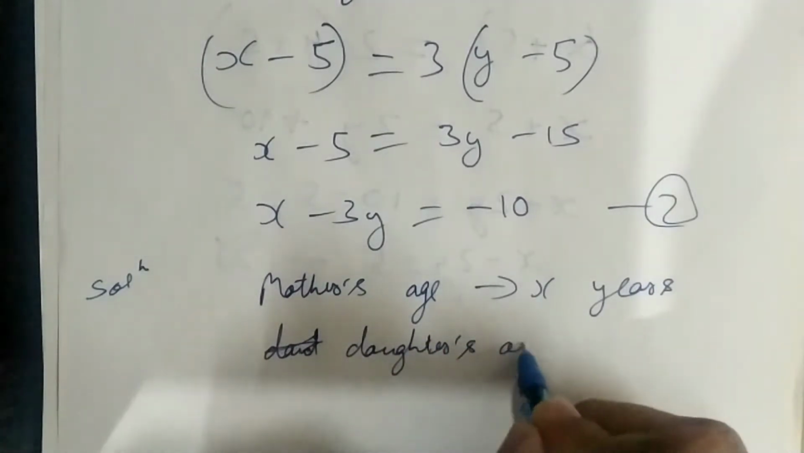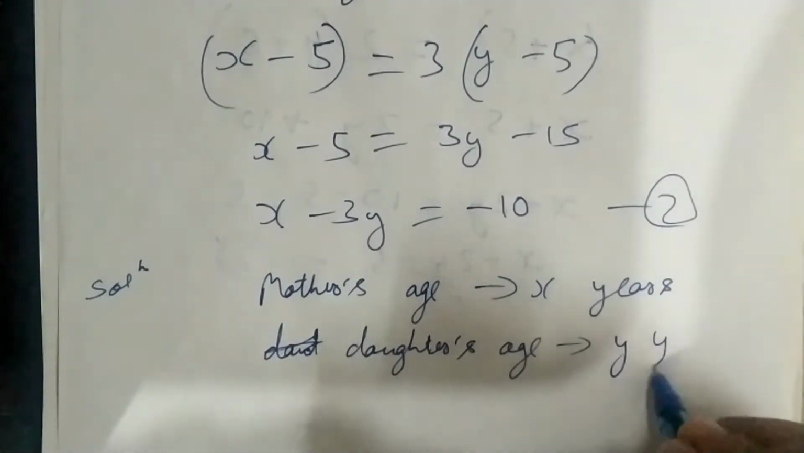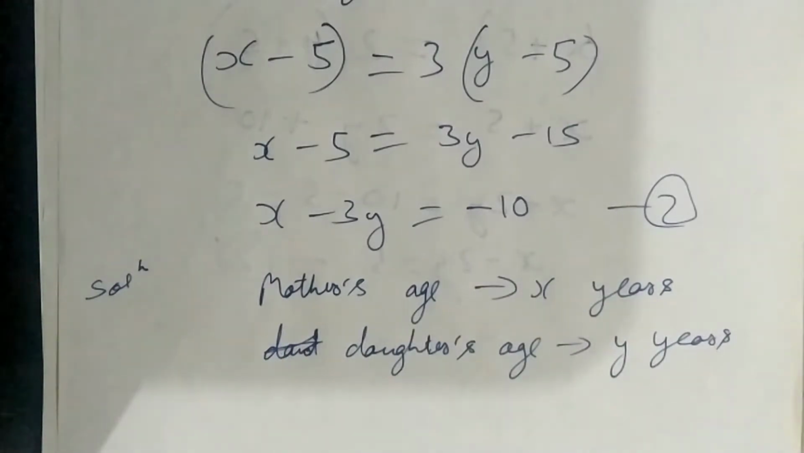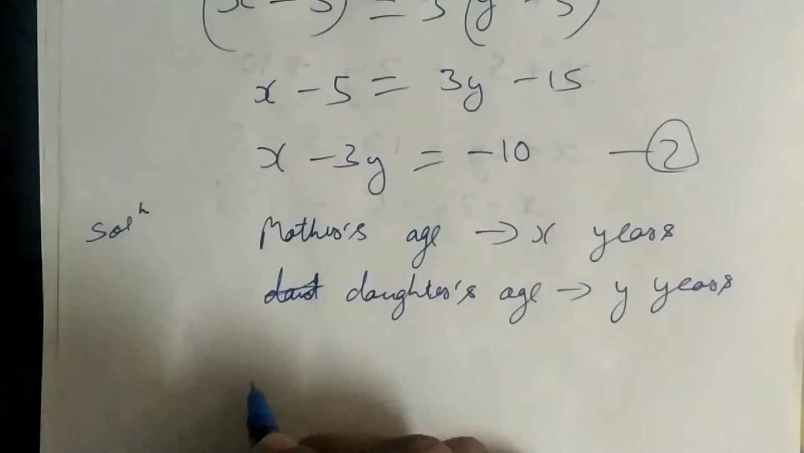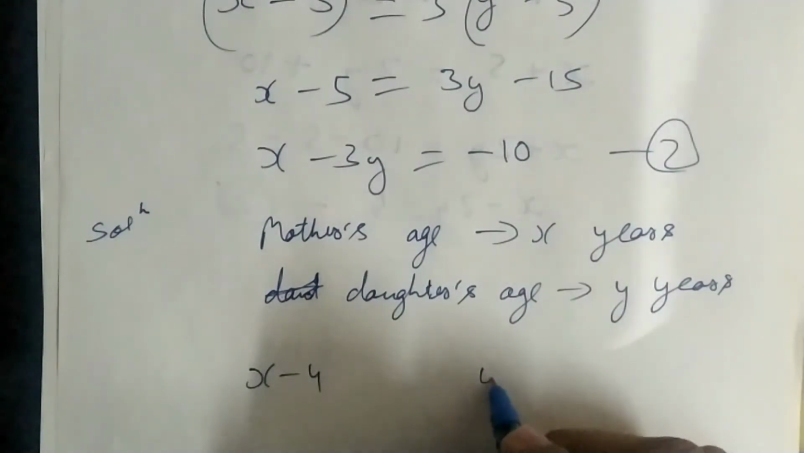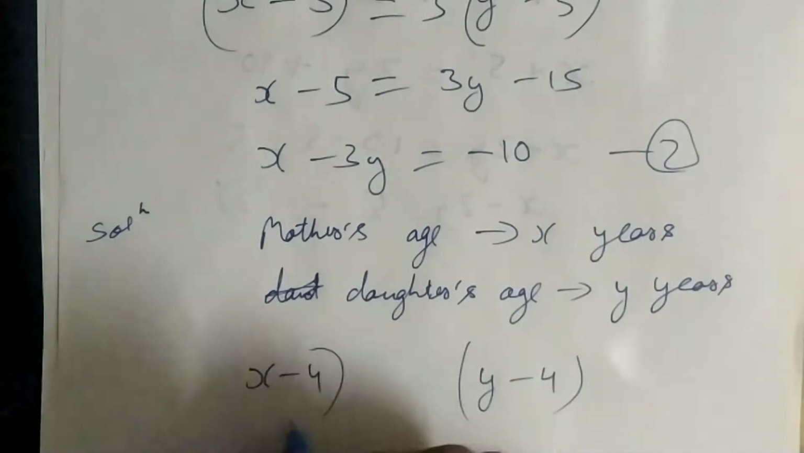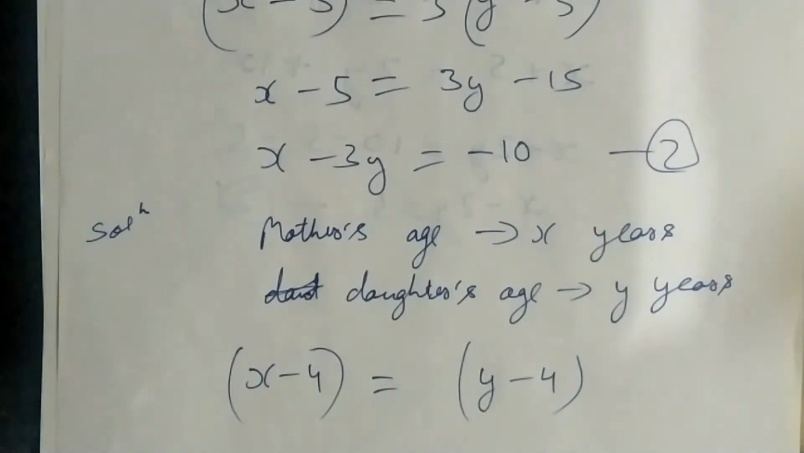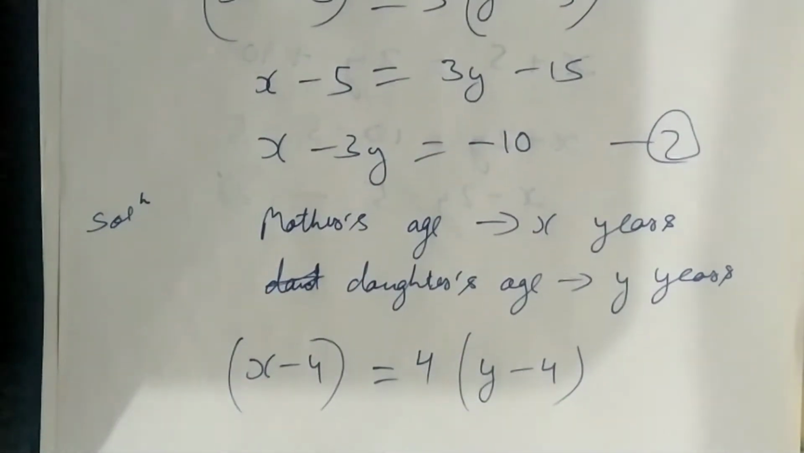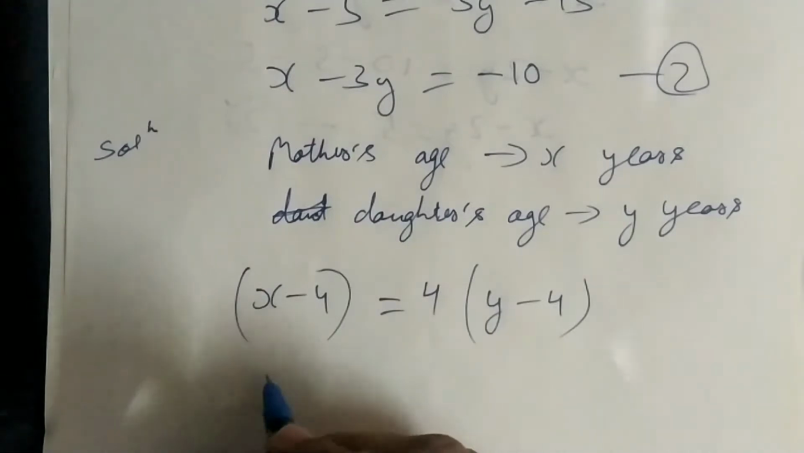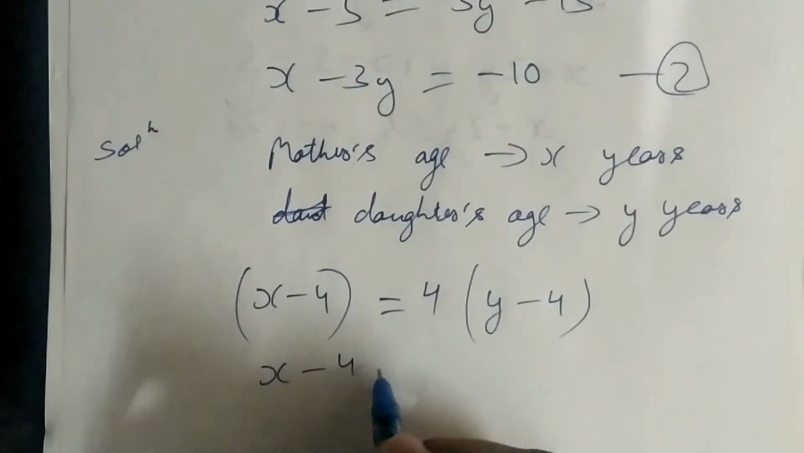Daughter's age is y years. Now they are saying 4 years ago, that means x minus 4, y minus 4. So 4 years ago mother was x minus 4, and the daughter was y minus 4. 4 years ago mother was 6 times as old as daughter, 4 times. From here we will obtain the first equation, that is x minus 4y.